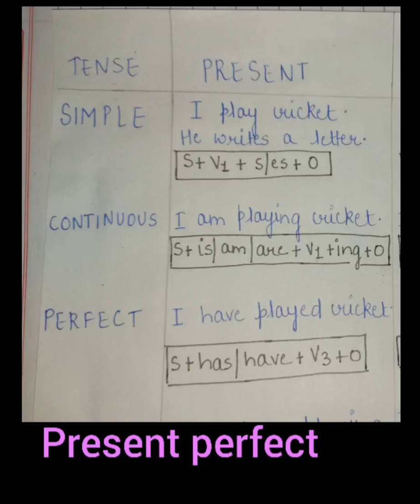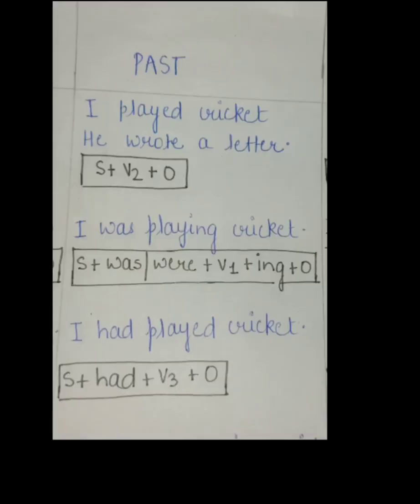Okay? Then the easiest thing about this tense is here my verb will also change. So here we have to use verb third form. So here it will be V3. V3 is played and cricket is the object, right? So it will be I have played cricket. Subject plus has or have plus verb third form plus object. Clear? Now let's see past perfect.